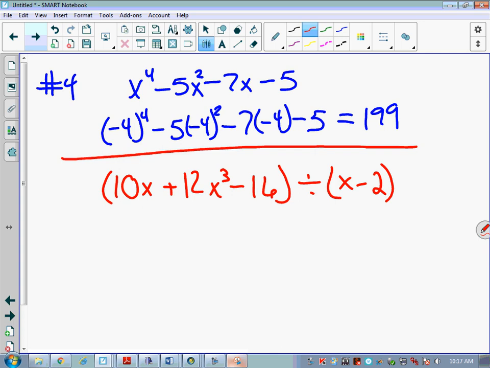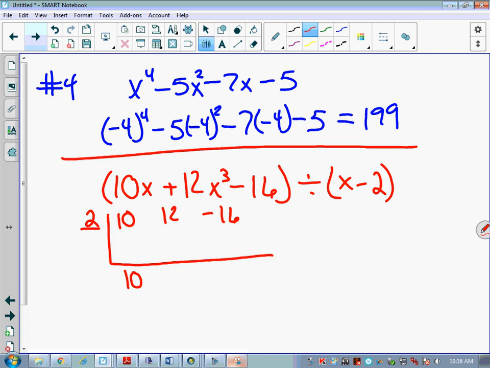Synthetic division. Tell me about synthetic division. I know this much. I know synthetic division starts like that. Okay? Tell me what to do after that. 10 here. 12 here. Negative 16 there. Okay? What goes here? 2. Why not negative 2? Because we're solving for x, right? X equals 2. All right, what happens next? Bring down the 10.